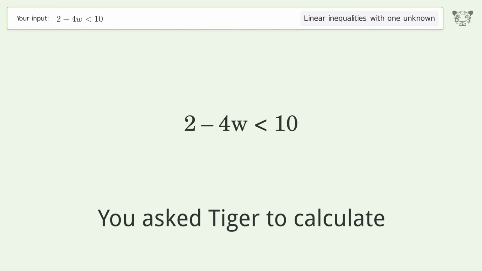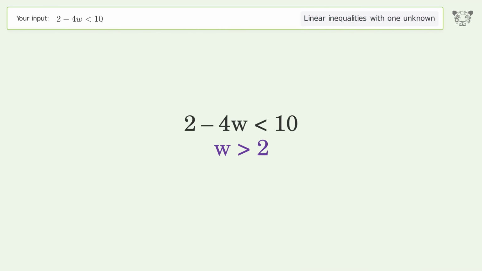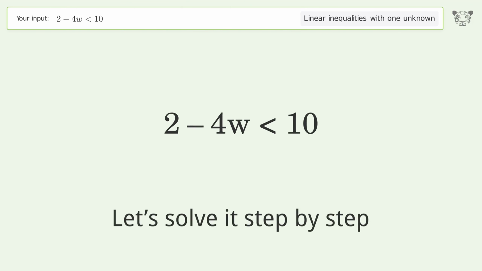You ask Tiger to calculate. This deals with linear inequalities with one unknown. The final result is w greater than -2. Let's solve it step by step.